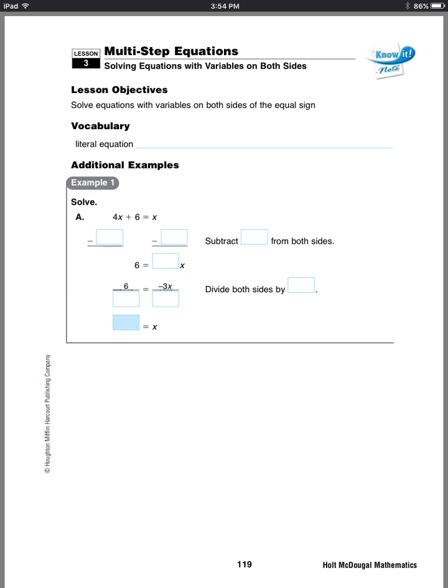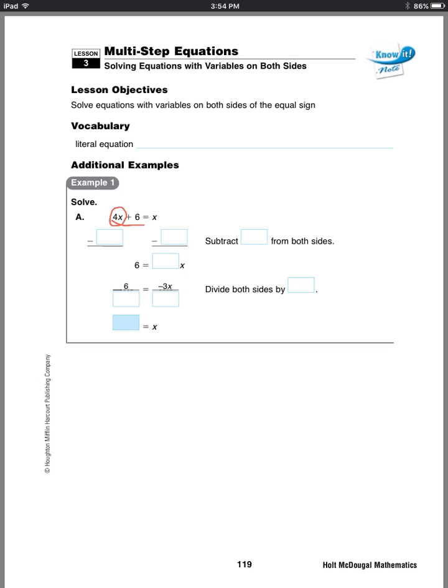Alright, today we're adding to our multi-step equations by solving equations with variables on both sides. We have a definition here of literal equation. A literal equation is an equation with two or more variables. So, what you want to do when you have variables on both sides is get those variables on the same side. What I always like to do is look at the variable with the constant, and I like to move it first, because usually this takes care of the problem of getting your variables on the same side.